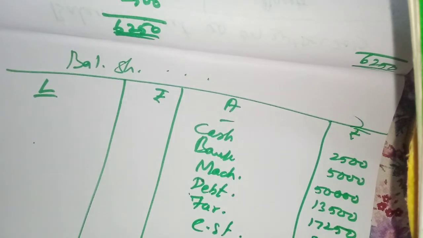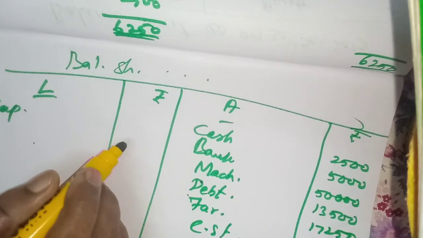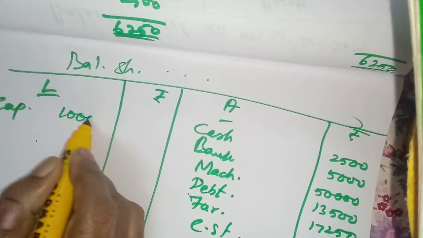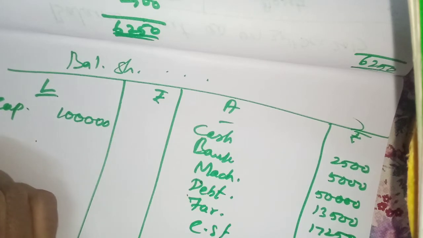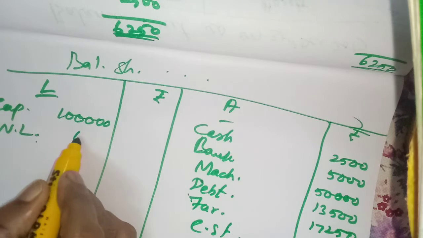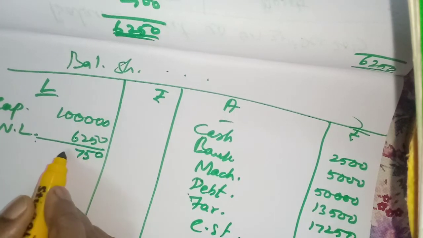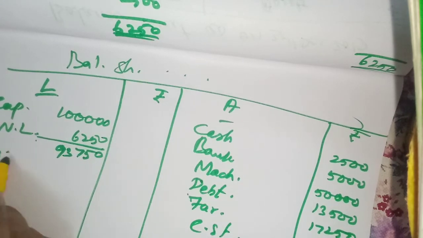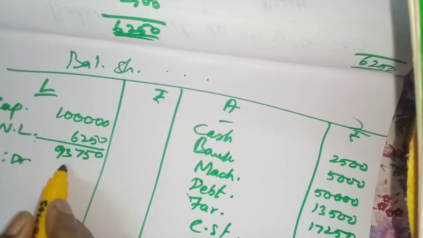Then closing stock, 2 times it will come. Okay, 8,000. Then here first you write capital. Capital how much? 1 lakh. Along with this one, we have to deduct the net loss. Net loss 6,250. Okay, again we have to deduct drawings. Drawings how much? 4,500.